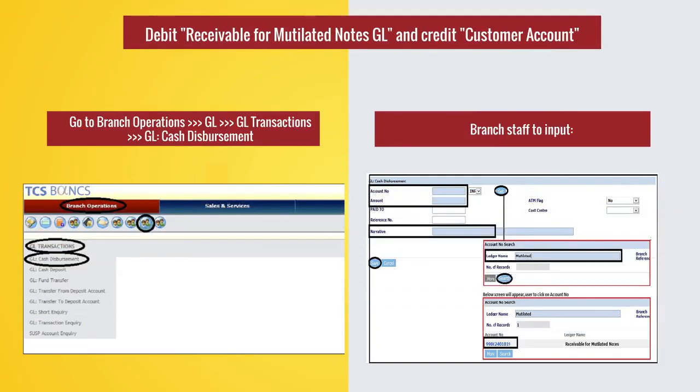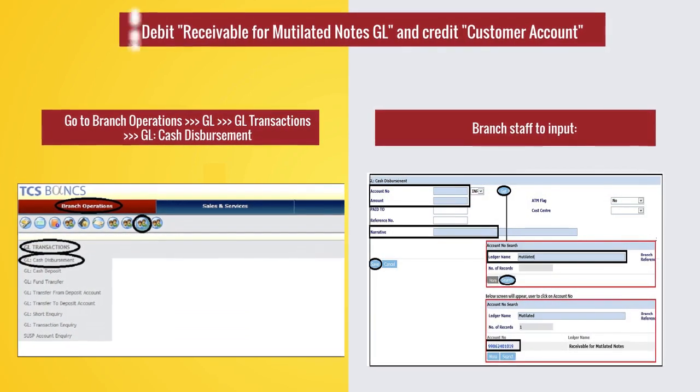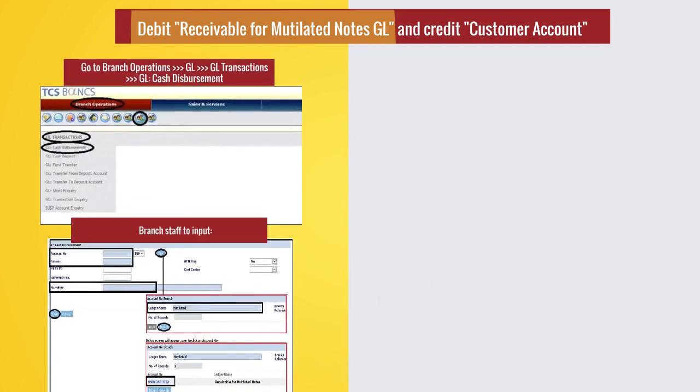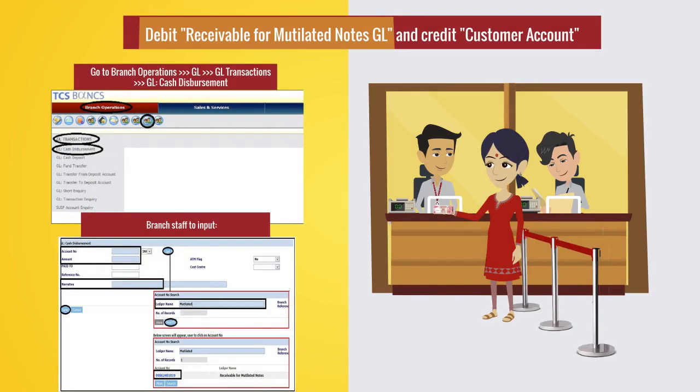After adjudication, in case of refund across the counter, debit receivable for mutilated notes GL and hand over the half value amount to the customer. In case of credit to customer account, debit receivable for mutilated notes GL and credit the customer. If the customer asks for exchange, then provide the same over the counter. Remember, receivable for mutilated notes GL will be debited in case of half value refund. After validation from CPC, this GL is credited by CPC.